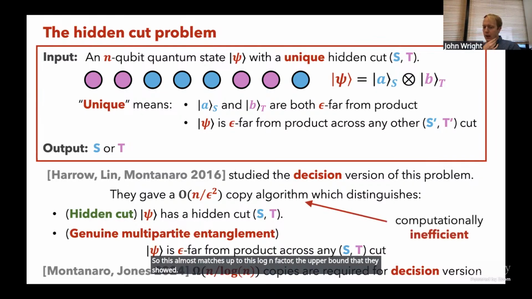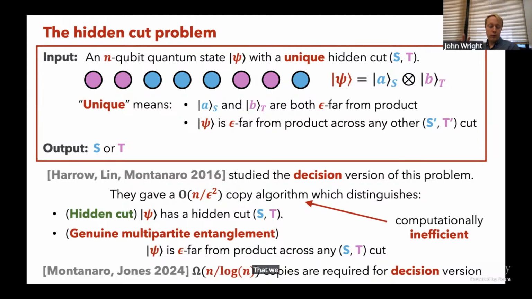Now, one thing is that their algorithm was computationally inefficient. But what I'll at least be able to do is show you a very similar algorithm that we gave, not for the decision version of this problem, but the search version of this problem, which was inspired by their algorithm. So inspired by their algorithm, let me first tell you an inefficient algorithm for the hidden cut problem, the search version of our problem.